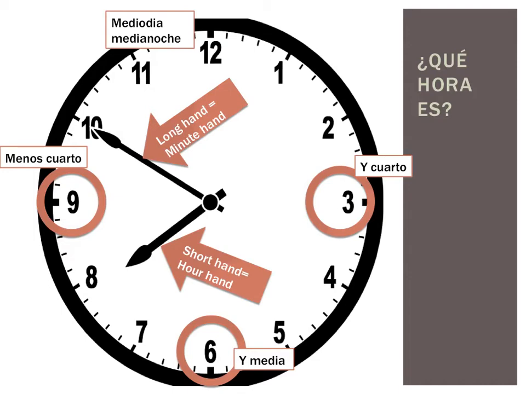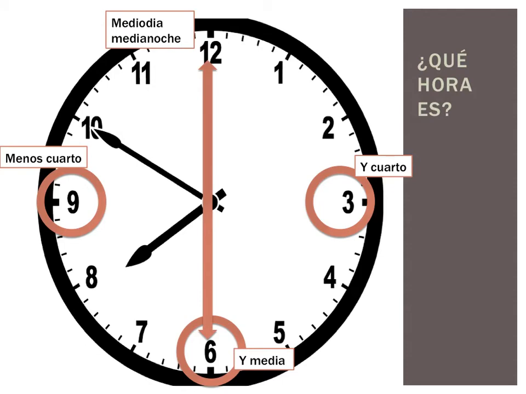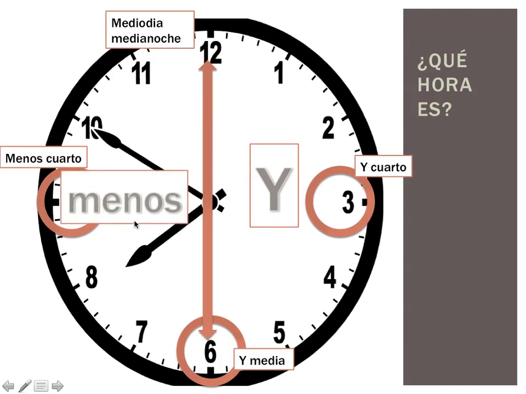And when the clock is on 12 o'clock, both hands are on 12 o'clock, that's mediodía or medianoche, which is midday or midnight. Let's look at the clock like this, 2 separate sides. On the right side of the clock, you're always going to use y, and on the left side of the clock, you're always going to use menos. Make sure you write those notes down on the clock that's in the middle of your note sheet.